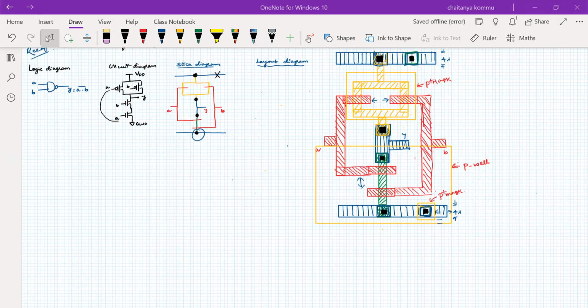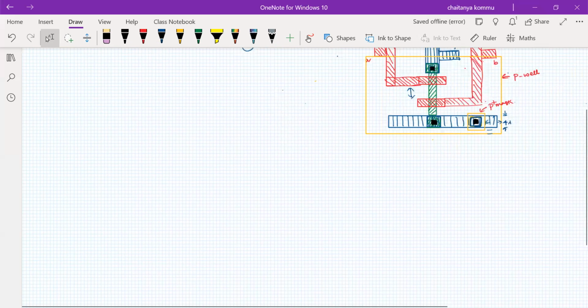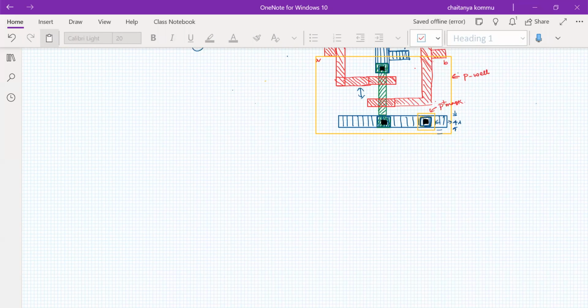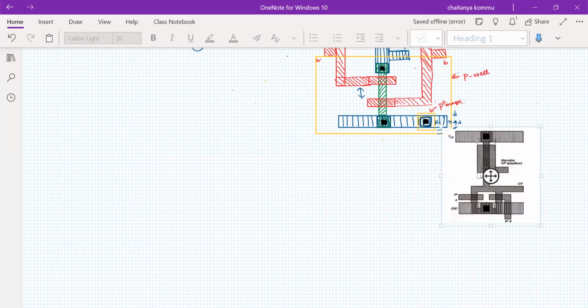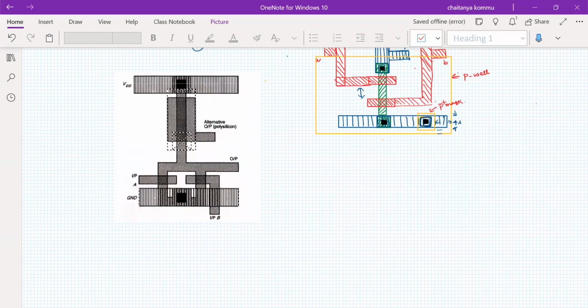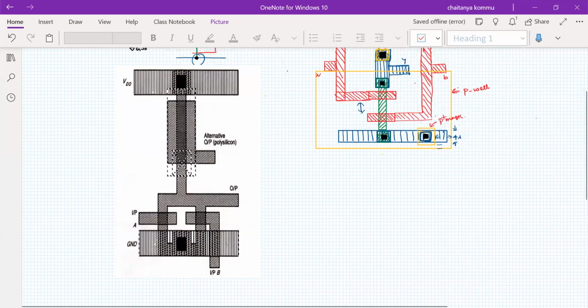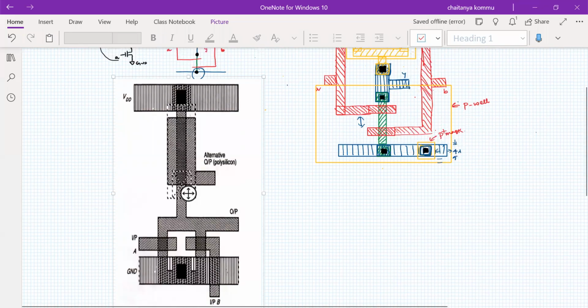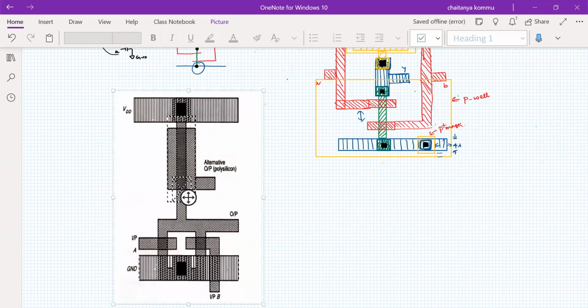I want to copy it and paste it here. Can anybody tell me what this diagram is? Anyone from the class? What is this circuit? So I have drawn the layout. Suppose you don't have any color codes, you don't have any colors. Then if you want to draw the layout, you can draw it in this method also. But remember that you have to draw the hatch lines properly. Can you tell me what the output of this circuit is?